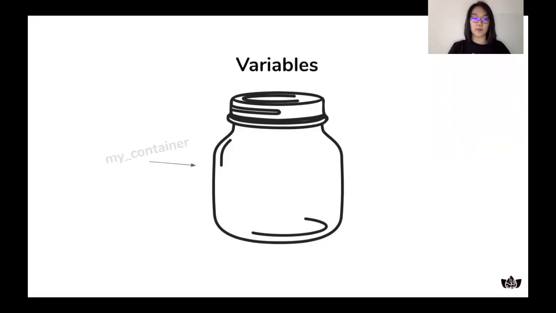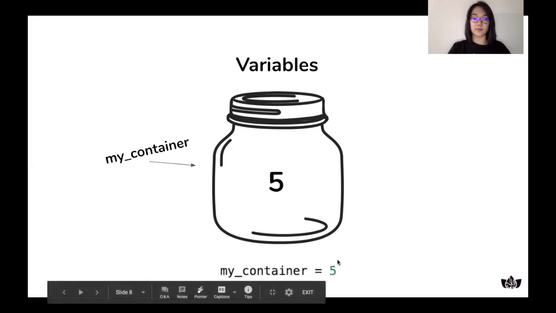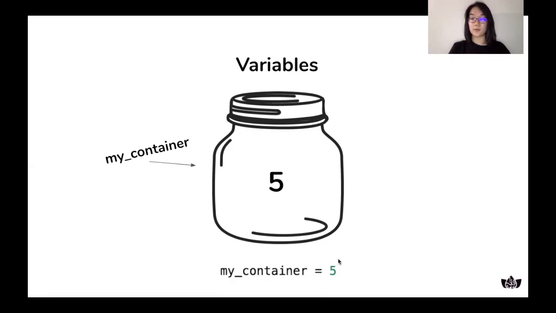Essentially, if you have a variable called my container and I want to store a value inside of it, let's say we're storing the number 5, then we can declare that in Python using a syntax, my container equals 5. And that stores a variable called my container equal to the value 5. And just a quick check-in, what is the data type, or what type is my container?